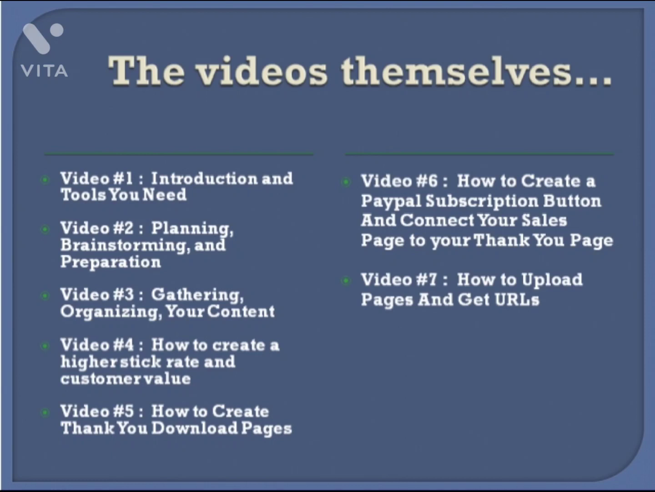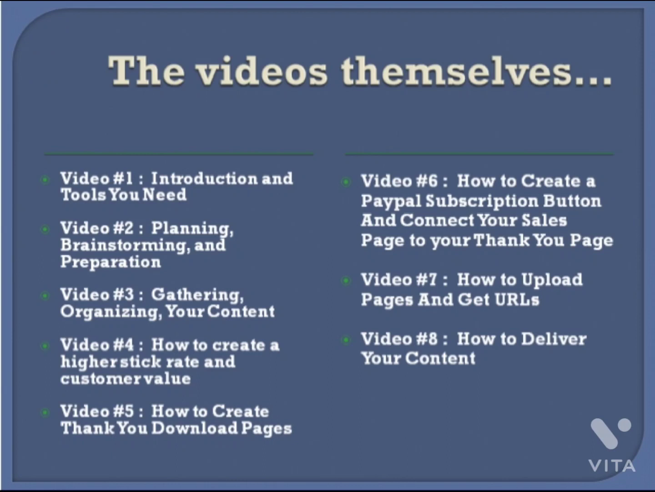Video number 7, we're going to talk about how to upload pages and get URLs. What I mean by this is, let's say you have 12 pieces of content or even more than that, and you've uploaded your content, and then in this video we talk about how to get the URLs so that you can deliver that content in your future emails. Video number 8, we're going to talk about how to deliver your content. So now that you've gotten the URLs, it's time to deliver the content through Aweber, GetResponse, or anything else like that.